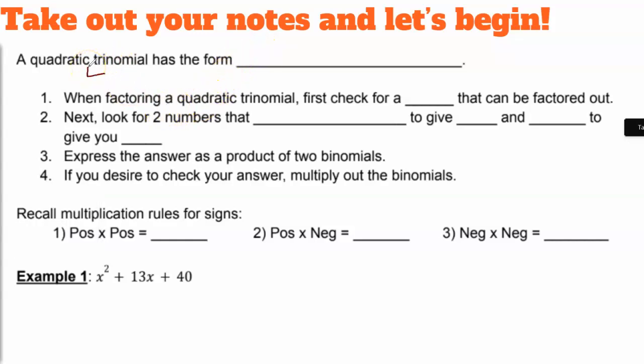So when we hear the word trinomial, we know that we see the word "tri" in there. So it's three parts, so that I have an ax squared plus bx plus c. There's my three parts. When factoring a trinomial, first look for a GCF that can be factored out. Next, look for two numbers to multiply. By GCF, we mean greatest common factor.